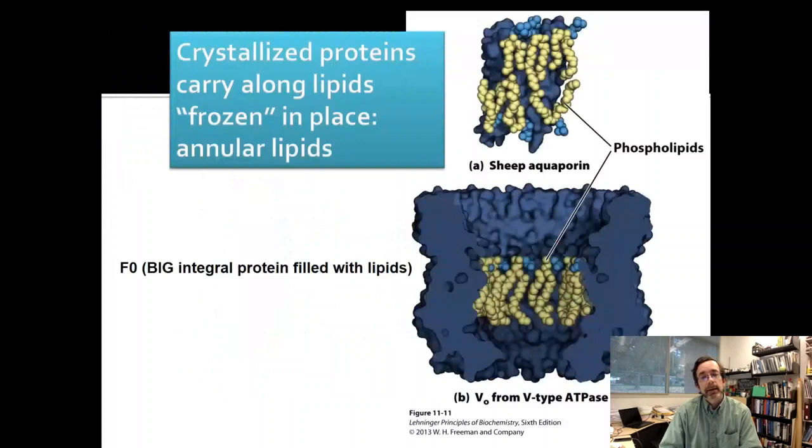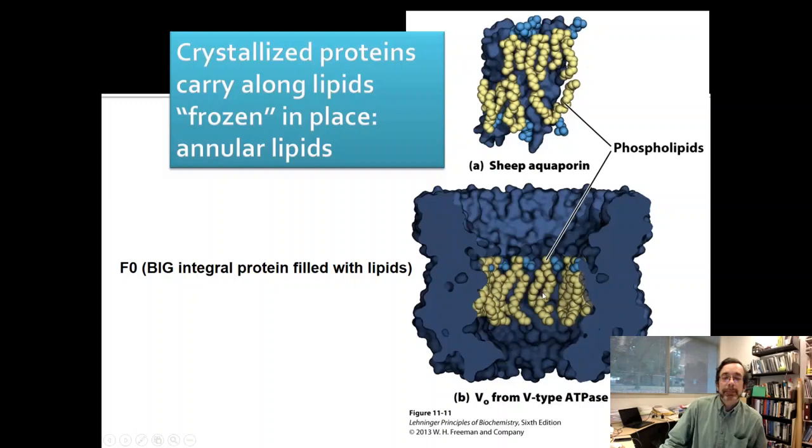When you do the crystal structures of these, you find out that sometimes there's lipids that are still stuck to the protein. These must be really tightly bound. The cool thing about it is it gives us a picture of where the membrane is and how the protein sits in the membrane. And look at this. You have the phospholipids. Here's sheep aquaporin, a water channel. And you've got all these hydrophobic fatty acid chains stuck to it, and you've got all the head groups on top and bottom. You can imagine how that fits into the membrane.